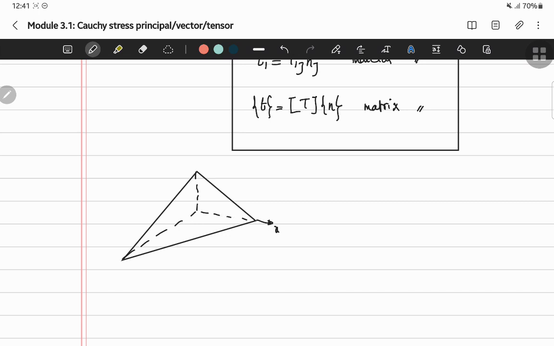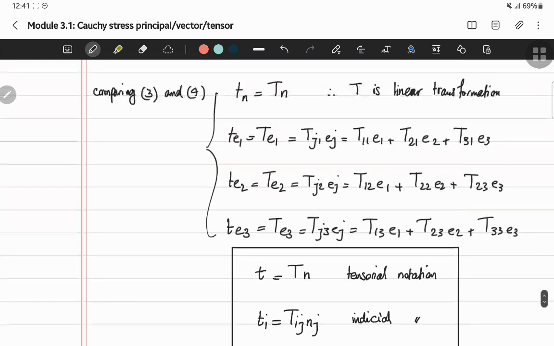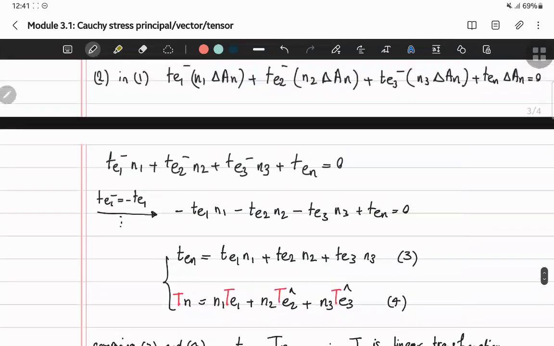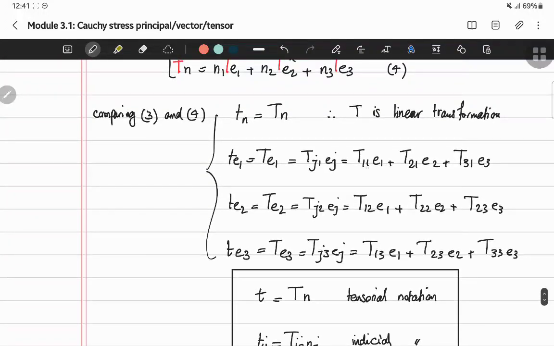So this is x1, x2, and this is x3. So here we have T11, E1, then we have T21, E2. And then we have T31, E3. So you see that this 1 is basically common between all the components in here.